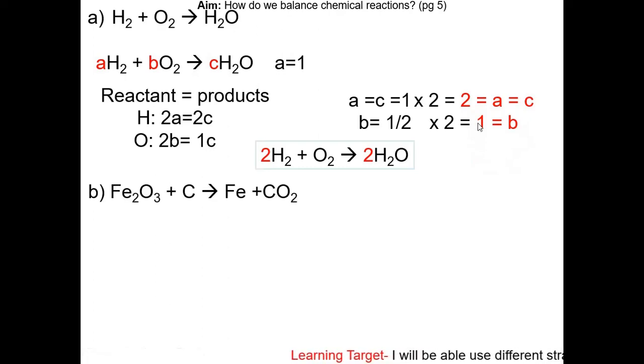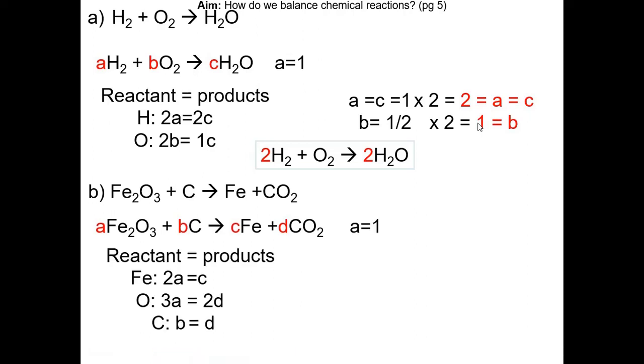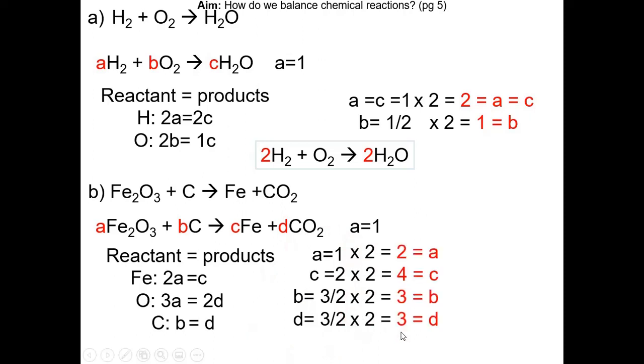For the next one, we're going to use A, B, C, D as the variables, and we're going to set A as 1. So here are our equations. We have 2A is equal to C, 3A is equal to 2D, and B is equal to D. We plug in 1 and we solve for each variable. We get A is 1, C is 2, B and D are 3 over 2. So to get rid of the fraction, you multiply everything by the denominator, which is 2. So we get A is equal to 2, C is equal to 4, B and D are 3.